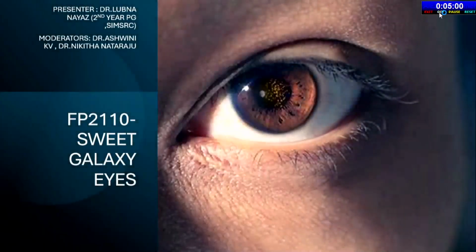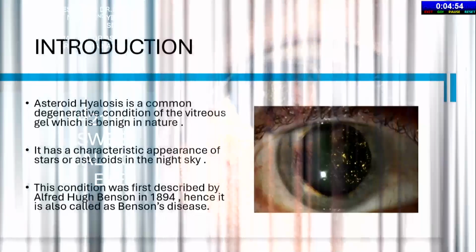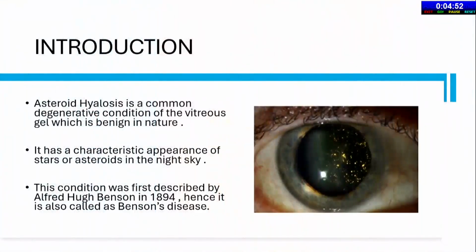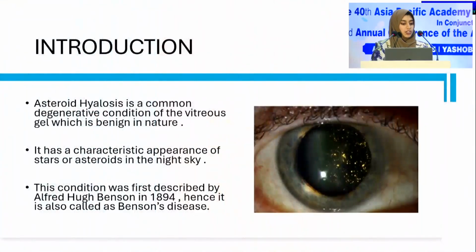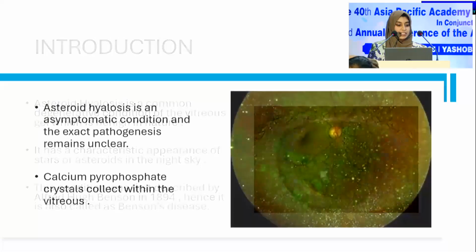Good afternoon, everyone. I'm Dr. Lubna. So my title is Sweet Galaxy Eyes. It is based on asteroid hyalosis, which is a common degenerative condition of the vitreous gel. It is benign in nature. So it has a characteristic appearance of stars or asteroids in the night sky, and it was first described by Alfred Hugh Benson in 1894. Hence, it's also called Benson's disease.